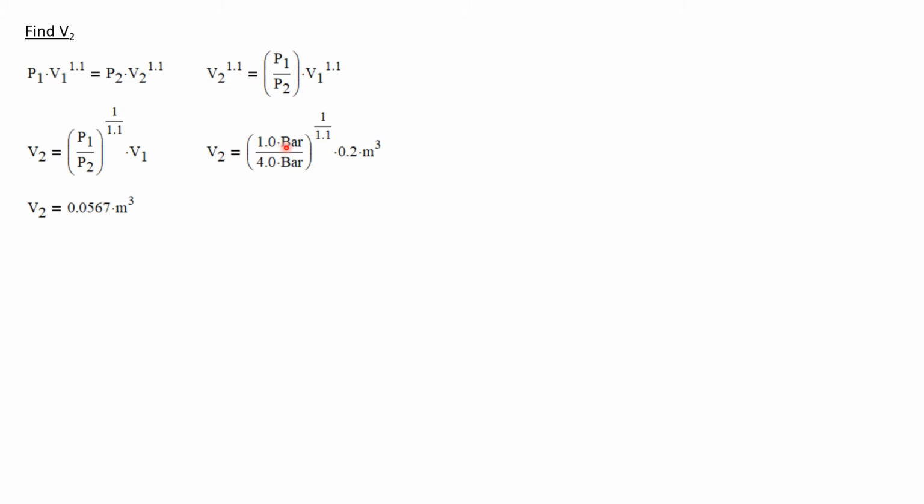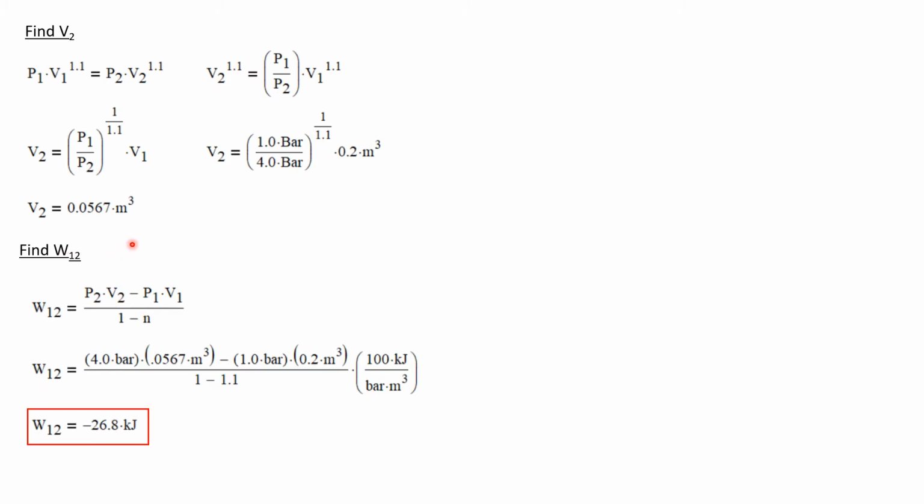We know P1 is 1 bar and we know P2 is 4 bar. We'll raise that quotient to the 1 over 1.1 power, multiply by V1, which is 0.2 cubic meters, and we get a value for V2 equal to 0.0567 cubic meters.